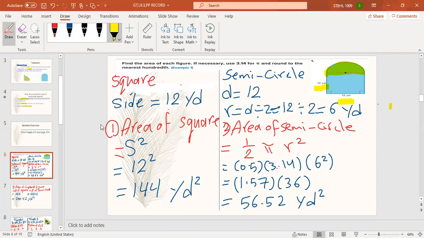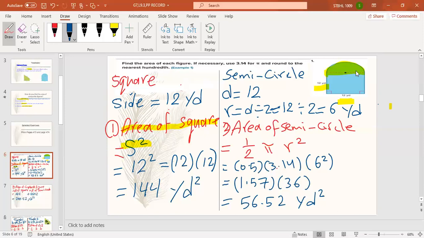Step 1, we need to find area of a square. Side of a square is 12 yards. This is the given related to the square. So area of a square, write the formula directly. We cannot solve geometry without writing the formula. Area of a square equals side squared, which is 12 squared, and 12 squared means 12 times 12, which is 144 square yards.